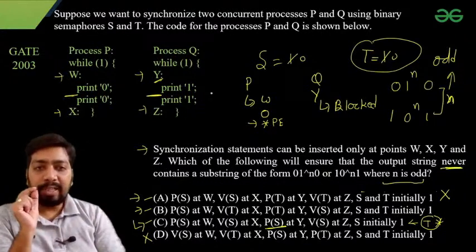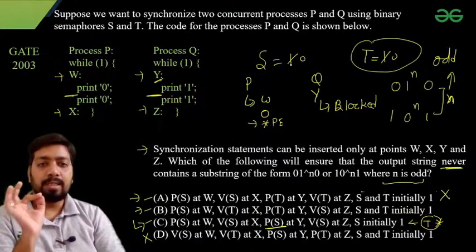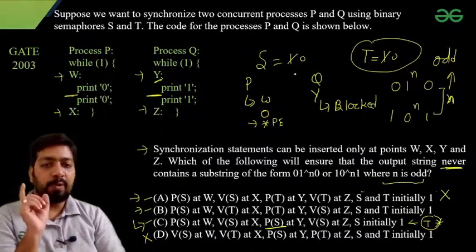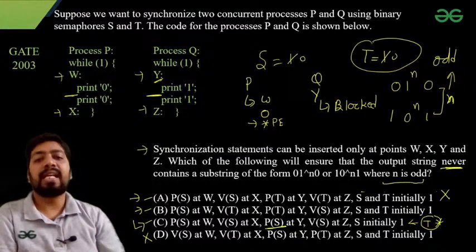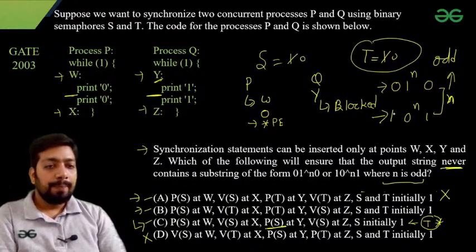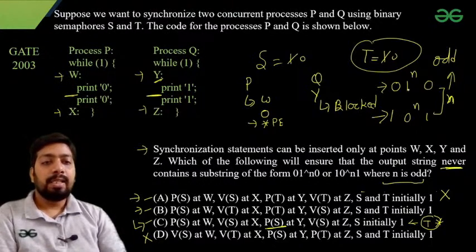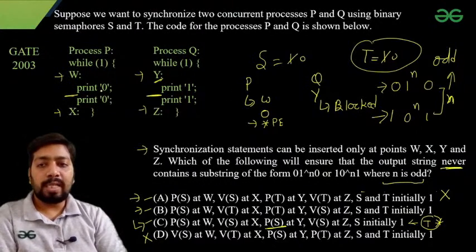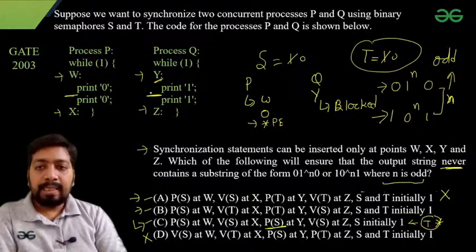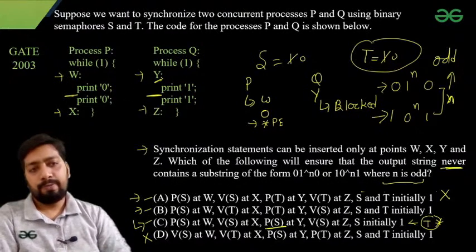Fine. So if we are utilizing only one semaphore S, or you can use T, but it should be only one semaphore, in that case only one process can go inside its critical section. And in that case, this condition can never occur, because I have already told you to get 0 and 1 continuously. That means 0 1, where n is odd, should be printed in between.